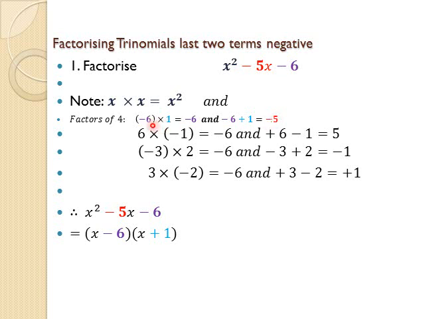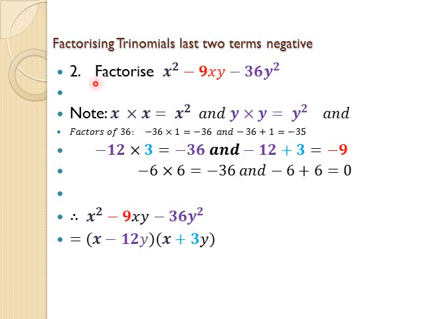So minus 6 times 1. So in my brackets, my 6 must be negative and my 1 positive. So x times x gives me x squared. Minus 6x plus 1x gives me minus 5x. Right, next problem.